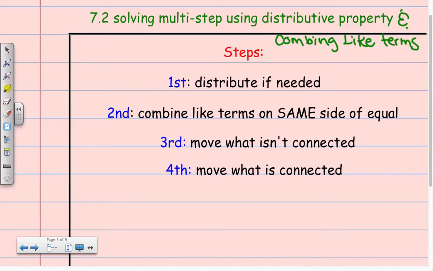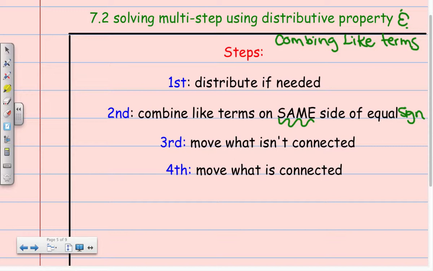So the first step is we distribute if needed, always. That is the most important thing for the rest of your math career. You always have to distribute. The second thing, we're going to combine like terms, and this is on the same side of the equal sign. We got practice with that a little earlier today.